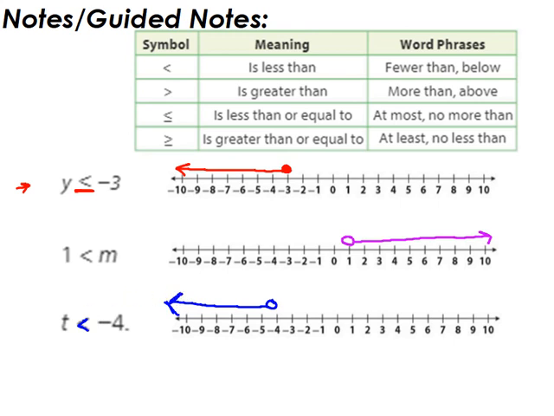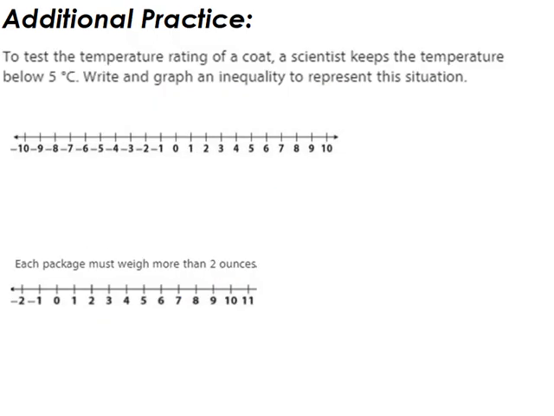Now sometimes you'll have to show the possibilities by representing a word problem. So you might be given a word problem. You have to show what the possible solutions are on a graph for that word problem. So to test the temperature rating of a coat, a scientist keeps the temperature below 5 degrees Celsius. Write and graph an inequality to represent the situation.